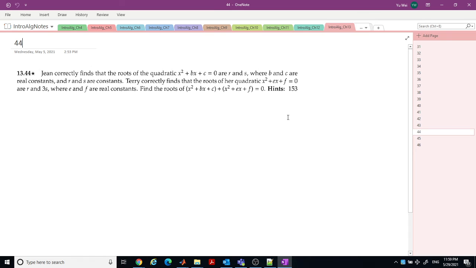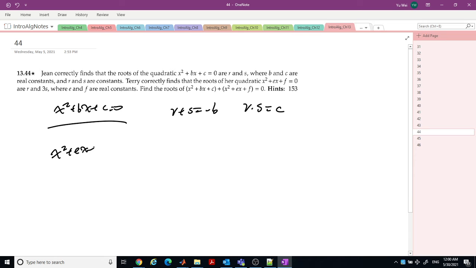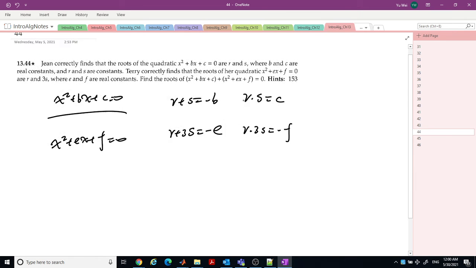This one. So let's see. So we have the roots r and s, right? We know x squared plus bx plus c equals 0. We know r plus s equals negative b, and r times s equals c. Then the second one, we have x squared plus ex plus f equals 0. We know r plus 3s is equal to negative e, and r times 3s is equal to f. So we want to solve the last one, right?